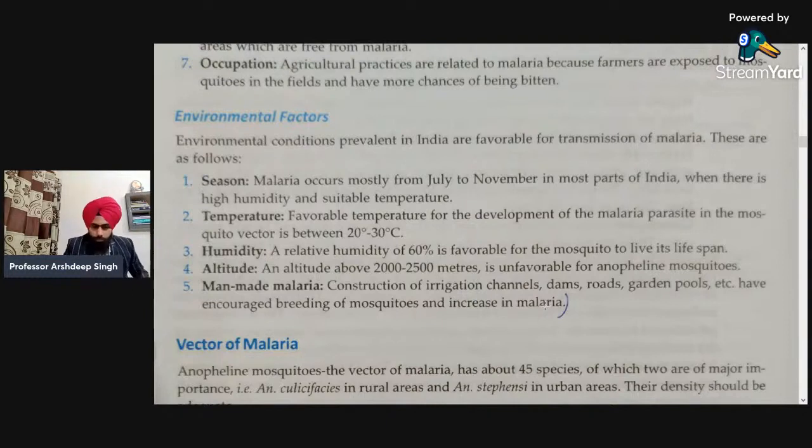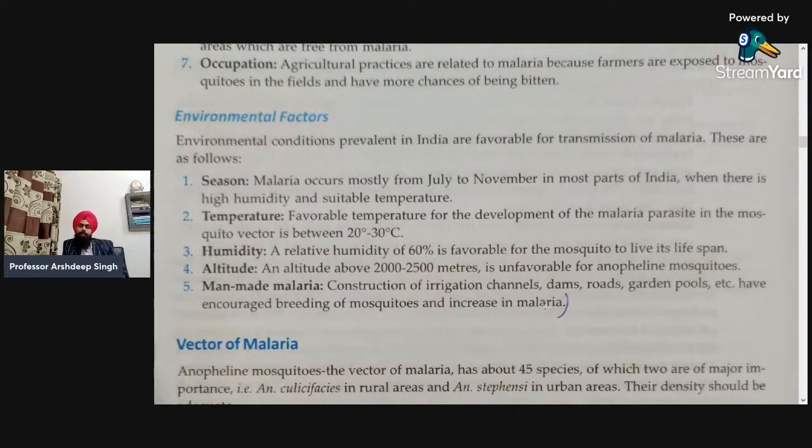Favorable temperature for the development of the malaria parasite in the mosquito vector is 20 to 30 degrees centigrade. So that is the exact temperature required for the malaria mosquito to transmit the infection. Next is humidity. Relative humidity of 60% is favorable for the mosquito to live its lifespan. And altitude. Altitude above 2,000 to 2,500 meters is unfavorable for the Anopheles mosquito.